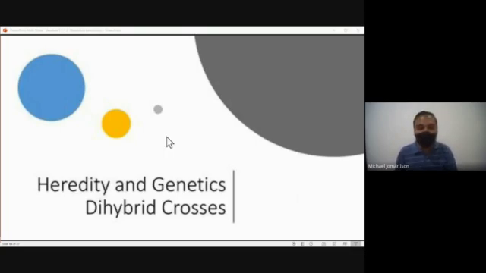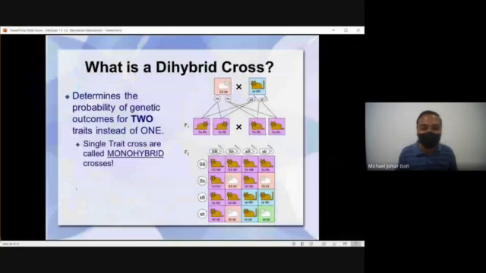In dihybrid crosses, the thing you have to take note of is that you are no longer looking at only one gene pair or one allelic pair. You are going to be doing crosses using two or more gene pairs. That's the basic idea here. For a single trait, it's called a monohybrid cross. If you have two traits, it's called a dihybrid cross. If you have three gene pairs, you have a trihybrid cross, and so on.